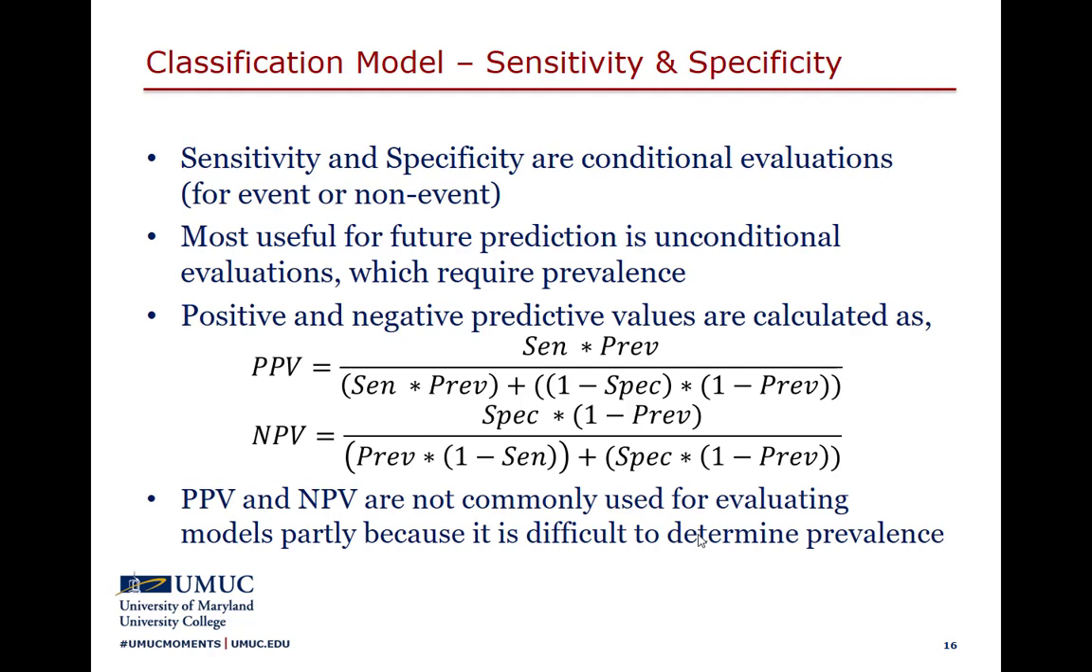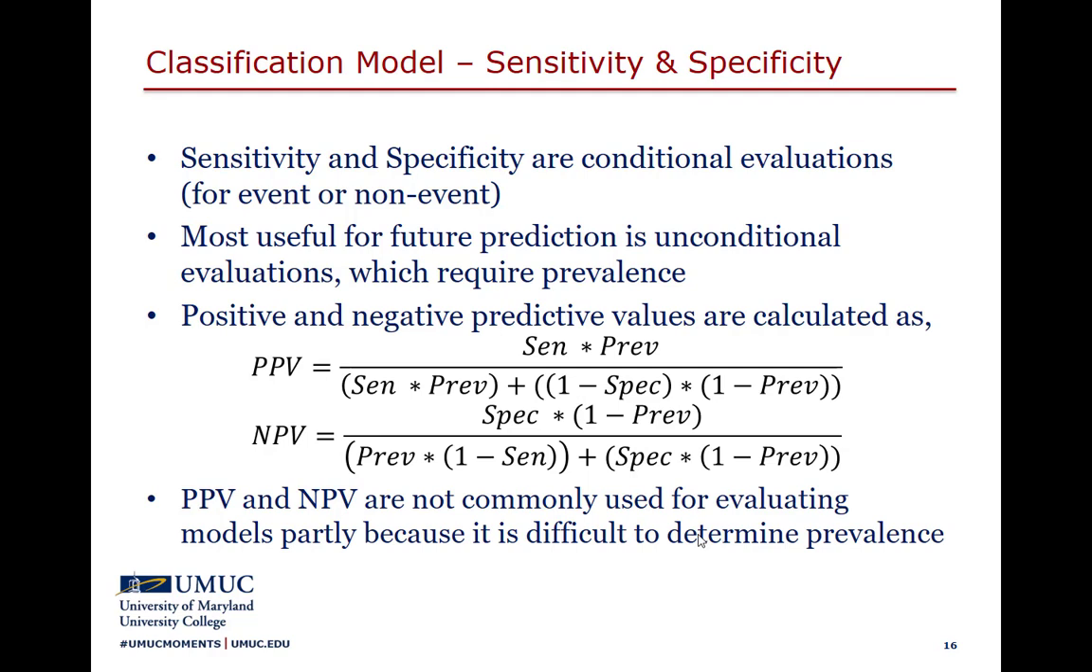Now, this is a variant of the sensitivity and specificity slide. They are called positive predictive values and negative predictive values. When you think about it, sensitivity and specificity are conditional on knowing what the class of interest is. But in the context of future prediction, we don't have that reference, right? We can't talk about the conditional. It has to be unconditional, which requires a metric called prevalence.